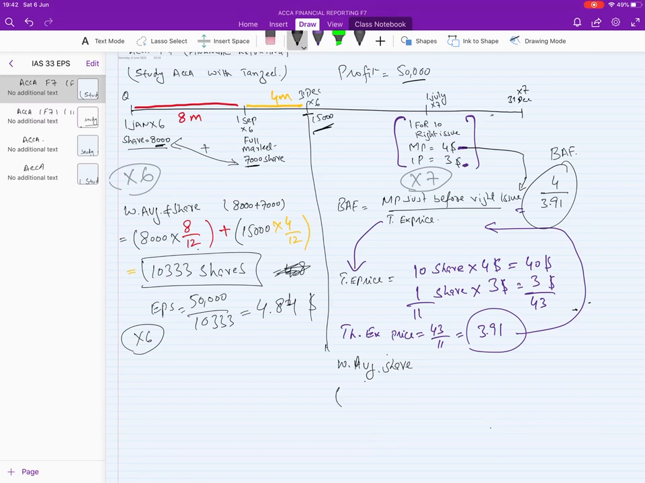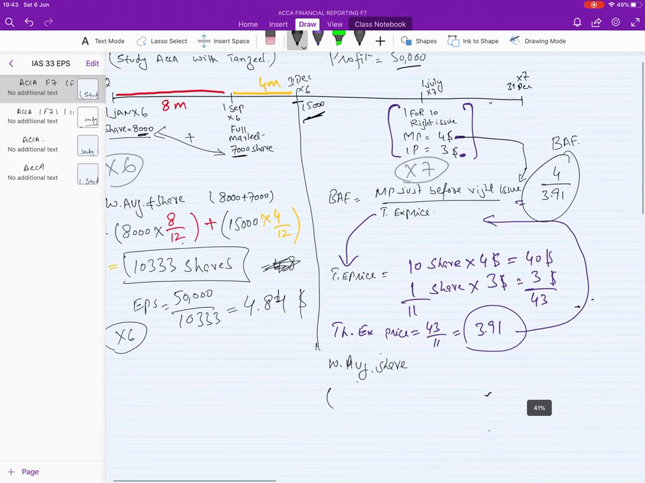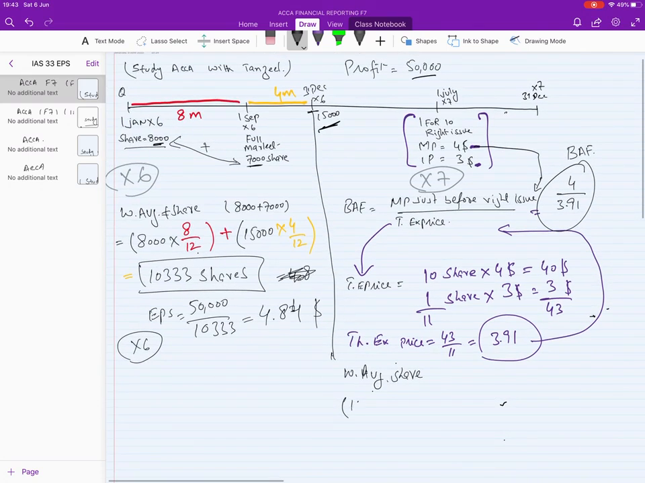The company was having 15,000 shares in the beginning. We need to take the bonus effect from the very first day. Write it here. Take the bonus fraction here. So the bonus fraction is 4 divided by 3.91.